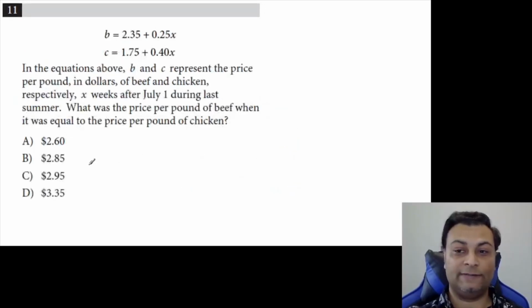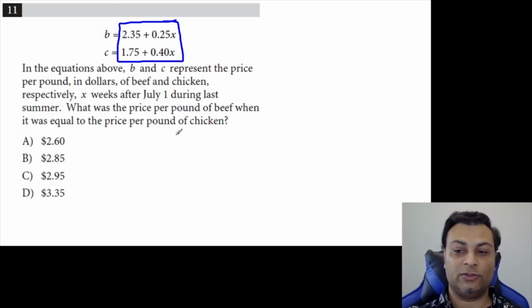Moving on to number 11. In the equations above, B and C represent the price per pound in dollars of beef and chicken respectively. B for beef, C for chicken. X weeks after July 1st during last summer. What was the price per pound of beef when it was equal to the price per pound of chicken? So when these two are equal, what's the value of B or C, because they're equal?